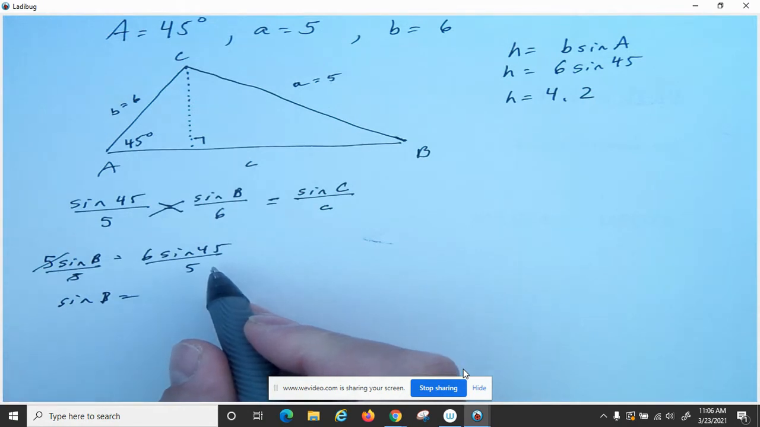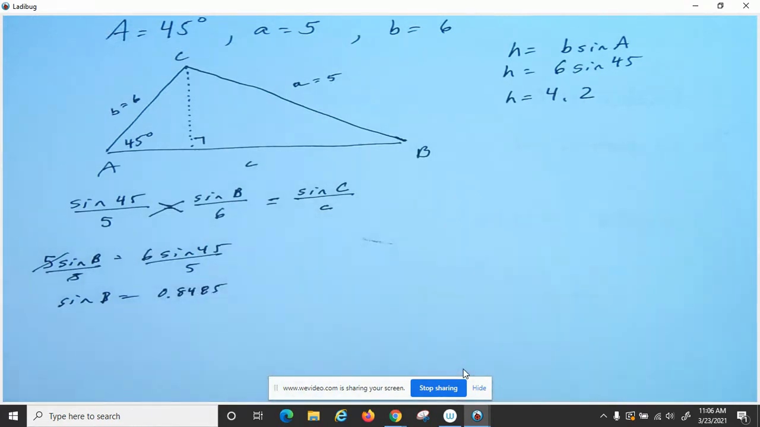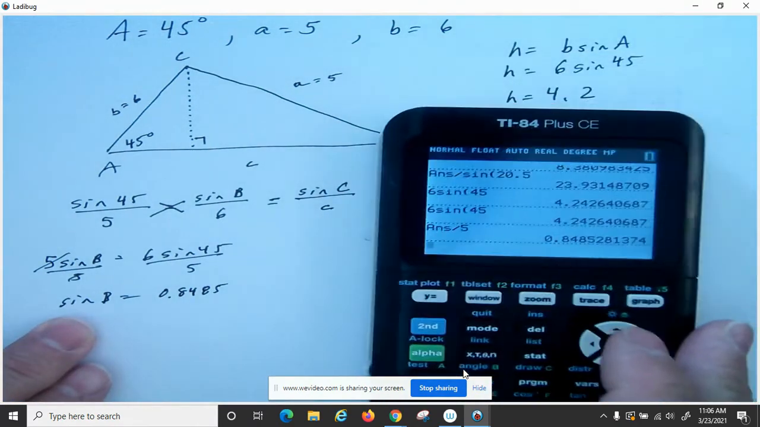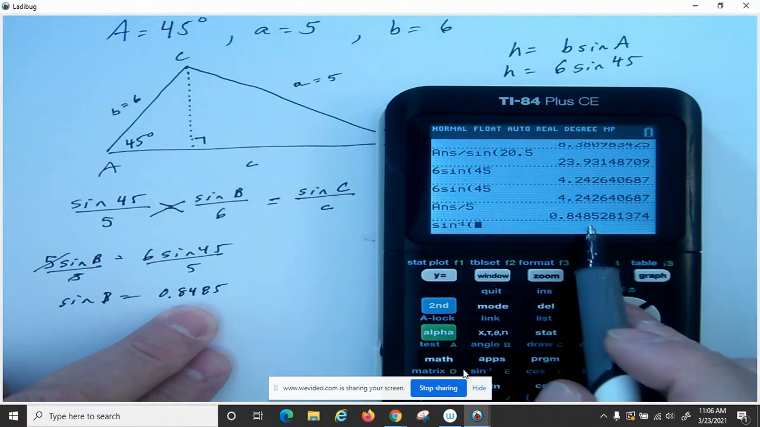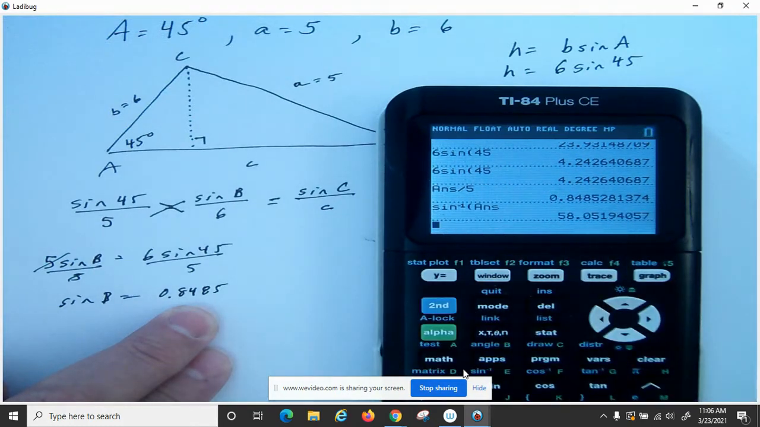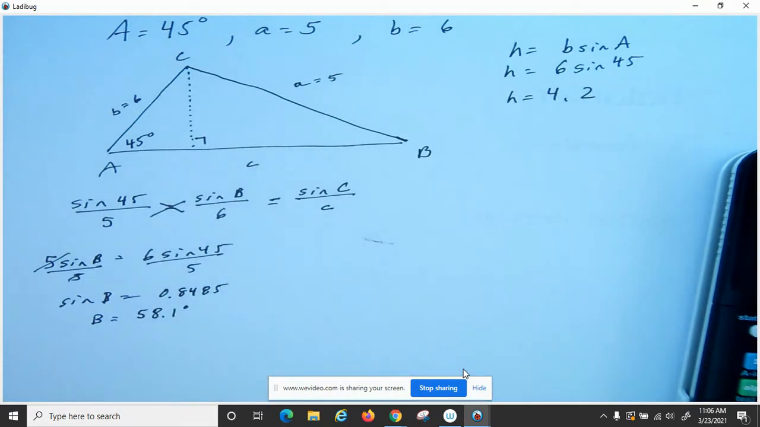And I get 0.8485. All right, so don't forget that this is an arc sine. I'm looking for angle B, which means that I need to do second sine, and I'm going to use that value right there. I'm going to use all the decimals I can to make sure I get as accurate an answer as I possibly can. So that tells me angle B is equal to 58.1 degrees. I'm going to circle that because I need to come back to this.